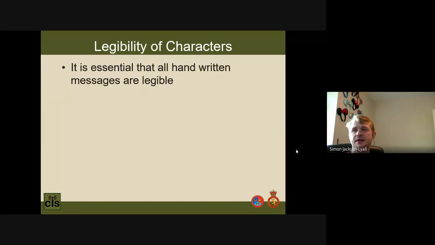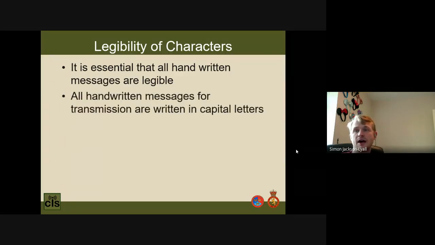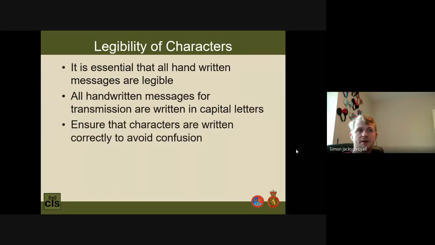So writing stuff down, it's essential that all handwritten messages are legible. If you're handing a message off to your section commander or your platoon commander, they need to make sure they understand it. We think back to the history of comms lesson and the note from the Charge of the Light Brigade that's barely legible, then it's no wonder that those kind of things can get confused. So all handwritten messages for transmission are written in capitals. And we may need to make sure that the characters are written correctly to avoid confusion. So remember the difference, the Zulus, the zeros with the slash through.